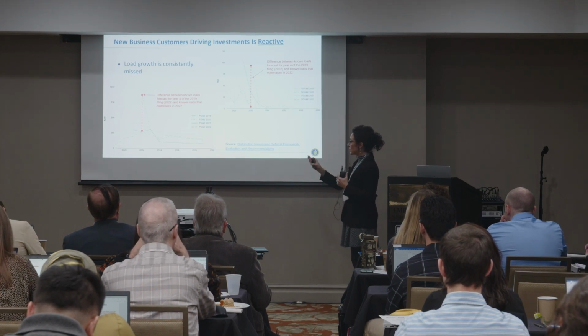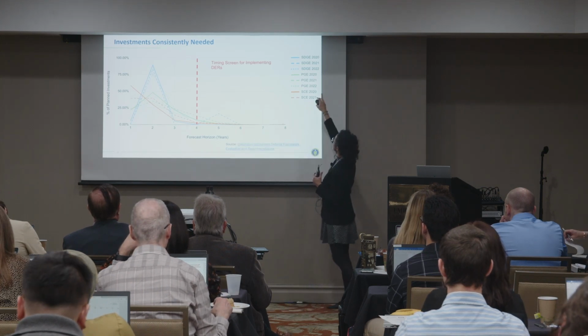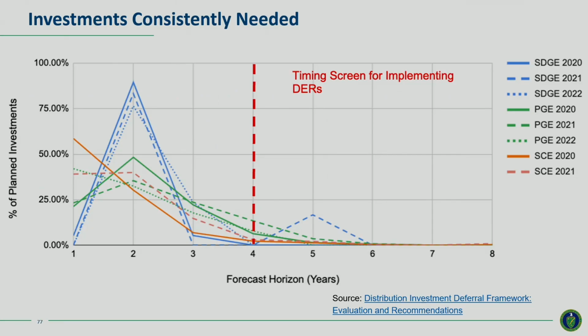And so you can see here what happens over the course of a year. Take any of the 3 utilities in blue, for example, SDG&E. These are their filings of planned investments for year 1, 2, 3, 4, 5 of their forecasting horizon in 2020, in 2021, and in 2022. Consistently, the needs happen in the first 3 years. Consistently, the timing screen for NWAs is missed.